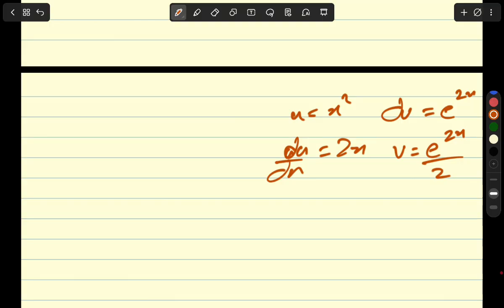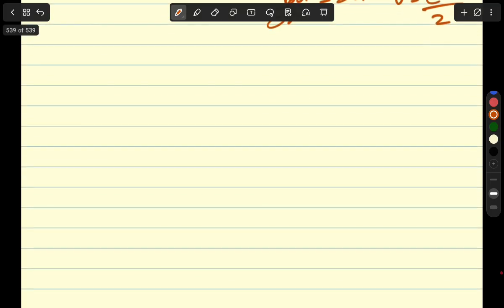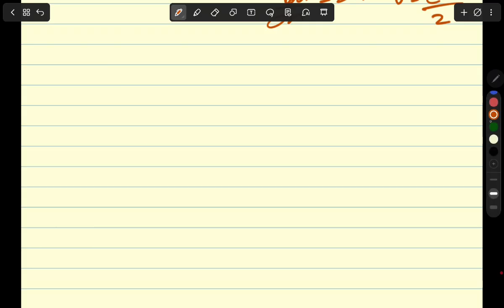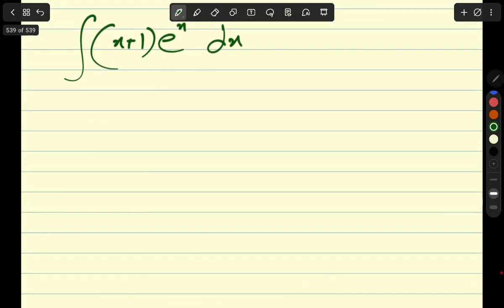Now, Cambridge gives you mixed questions. Let's try to combine everything. Let's say that Cambridge has given you a question which is integrate x plus 1 times e to the power of x, integrated with respect to x, right?